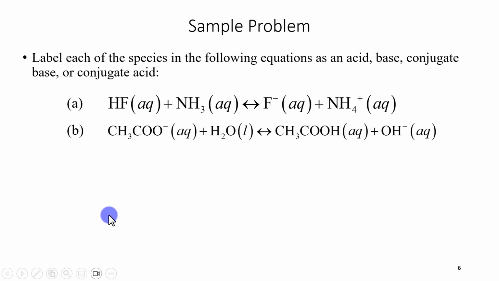Let's take a look at one more problem. Label each of the species in the following equations as acid, base, conjugate base, or conjugate acid. The question is going to ask you for the acid and its conjugate base, and then the base and its conjugate acid for both A and B.